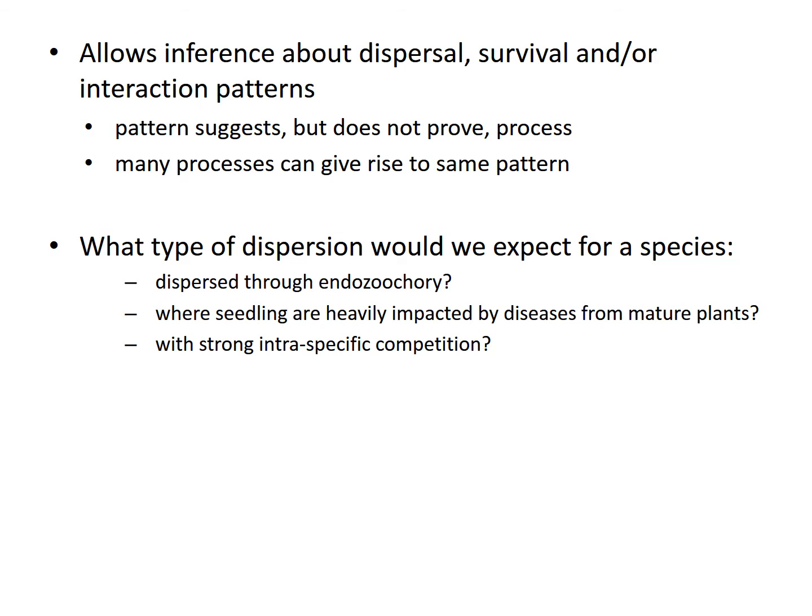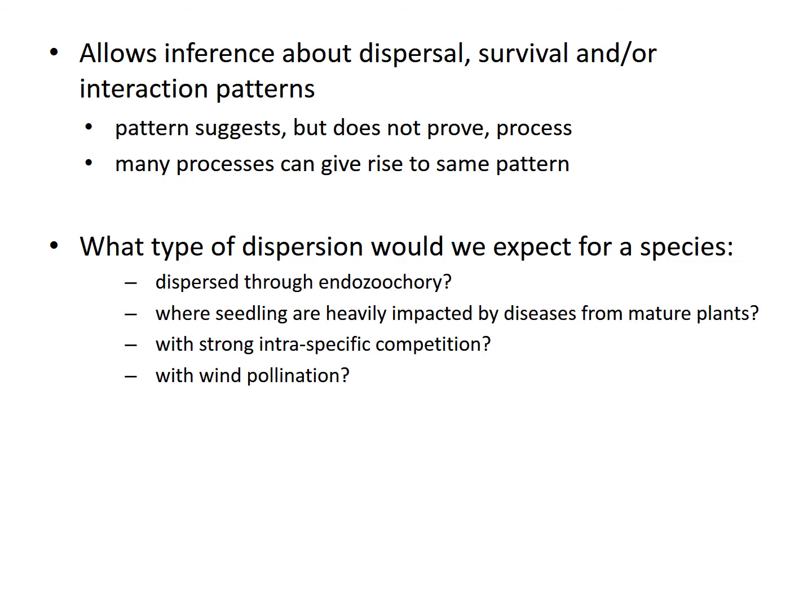Third example, what type of dispersion would we expect for species with very strong intraspecific competition? Now, of course, one of the consequences of strong intraspecific competition is that individuals that are close to each other have a higher probability of mortality. And we can imagine that mortality happening across the population. And what's going to happen? Well, we're going to end up again with a uniform distribution, because all neighbors that are close to each other are at risk of being outcompeted by their neighbors.